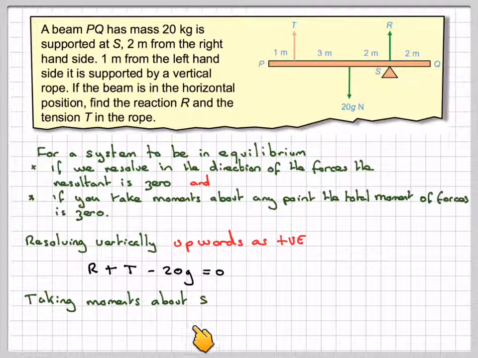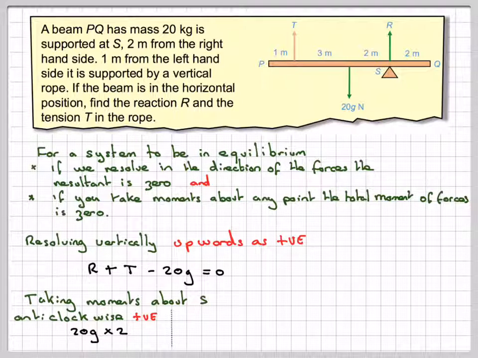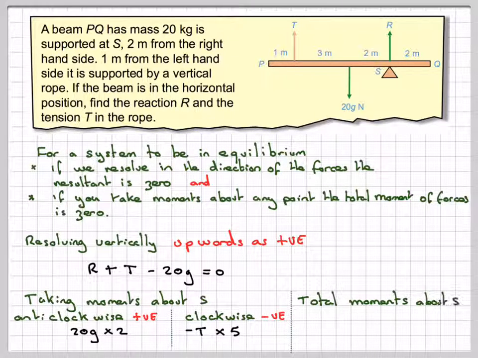Taking moments about S, so we won't need to worry about the resultant here, so we're going to get a value for T straight away, I think. Anti-clockwise is positive, so the anti-clockwise is going to be this one, is going to drive it around. Anti-clockwise is going to be 20G times 2, it's 2 away from S, and the clockwise will be negative, will be this one here, so that's going to be minus T times 5. The total moments about S are going to be 40G minus 5T is equal to 0.